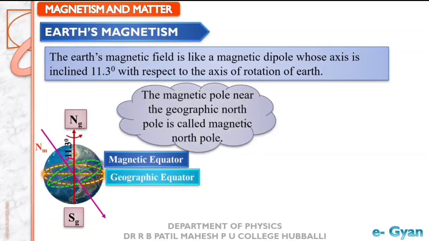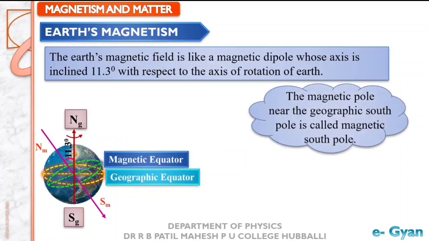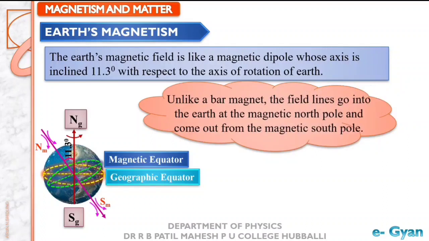The magnetic pole which is near the geographic north, we call the magnetic north pole, NM, and the pole which is close to geographic south, we call the magnetic south pole. The magnetic field of Earth is not similar to that of a bar magnet. In case of Earth's magnetic field, the field lines go into the Earth's north pole and come out from the Earth's magnetic south pole, which is opposite to that in case of a bar magnet.